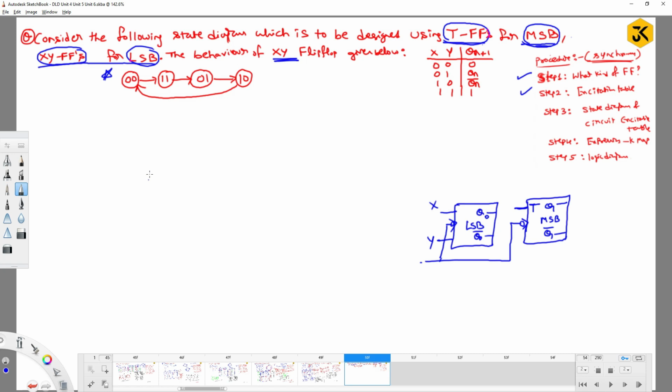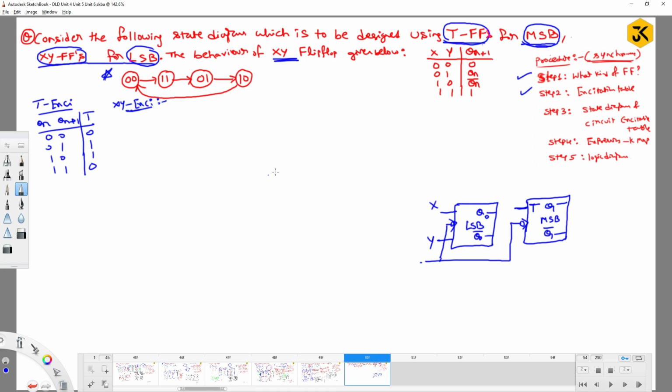So if you go with the T flip-flop, you know the excitation table for the T flip-flop, right? So the excitation table for the T flip-flop is, if I am going to have Qn and Qn plus 1, it is T: 0 0 0, 0 1 1, 1 0 1, 1 1 0. So this is latch and these two are toggle states, and you have to find out the excitation table now for the XY flip-flop.